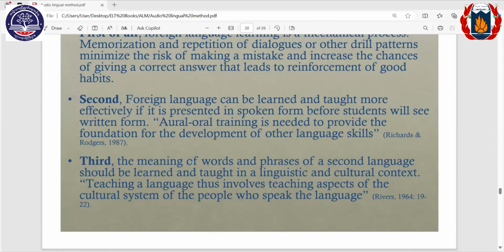Another principle is that the meanings and phrases of the second language should be learned in linguistic and cultural context. This is related to learning words by putting them into sentences. If you learn words separately, they will disappear soon. Once you learn new words and new phrases, it is better to use them in a sentence and read that sentence aloud. Then it will stay in your mind for a long time. That's why linguistic and cultural context should be learned by the student.